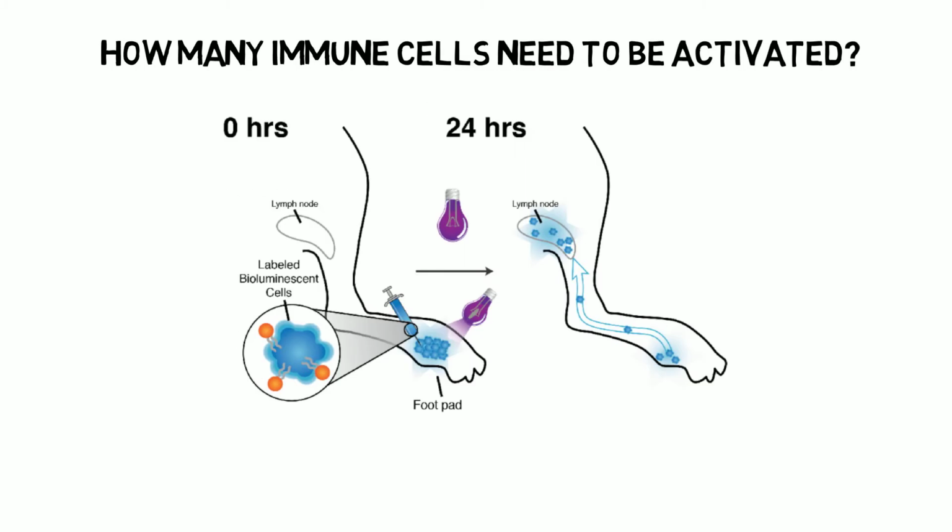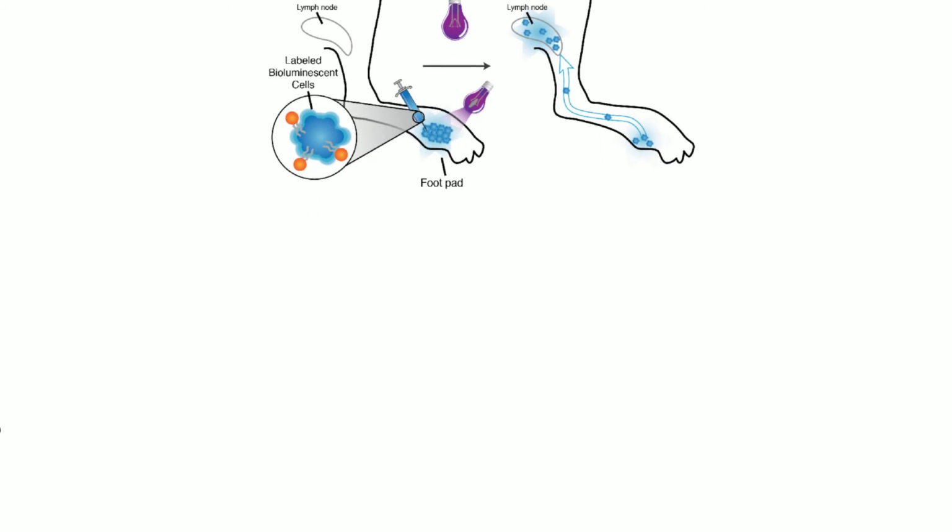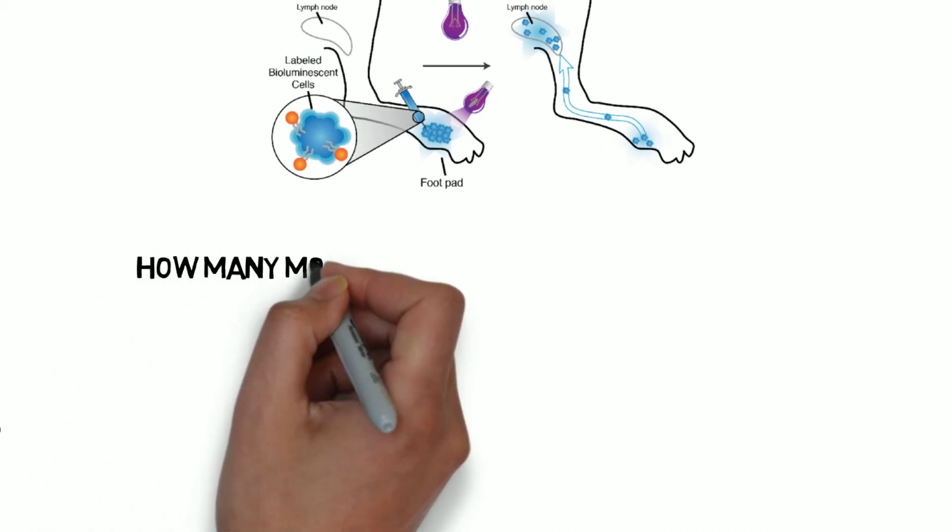We perform an experiment where we load immune cells with a light-sensitive compound, inject them into the footpad of a mouse, shine light on that footpad, and then observe how many of the cells migrate after 24 hours. Using this measurement, we can calculate exactly how many cells have migrated in order for the vaccine to be protective.